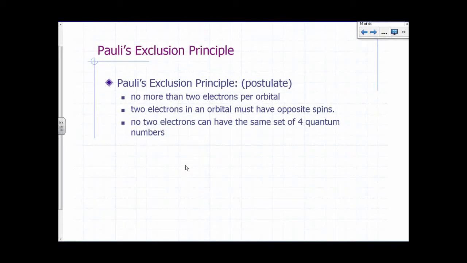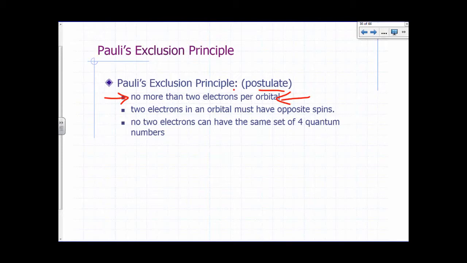Now, Pauli's exclusion principle is another postulate of quantum mechanics that says that no more than 2 electrons can be assigned to an orbital. So if you want to describe electrons in an atom at any given instant, no more than 2 electrons can be in the same orbital, can be described by the same orbital function. It's like saying the maximum occupancy for a bedroom is 2. If you think of orbitals as bedrooms for electrons, then no more than 2 people to a bedroom.